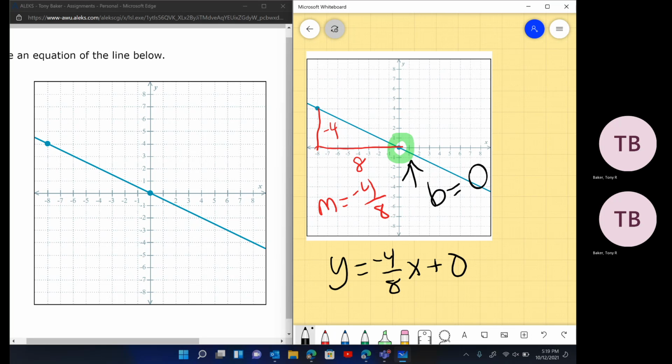Can you give me a different one? Huh? A different question like that? Yeah, I can do another one of these. Yeah, we can do another one.